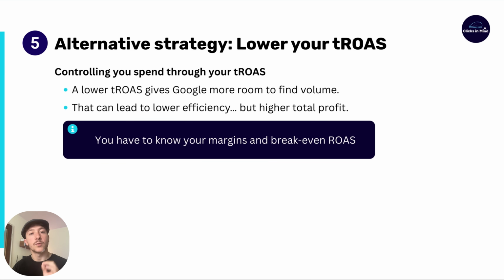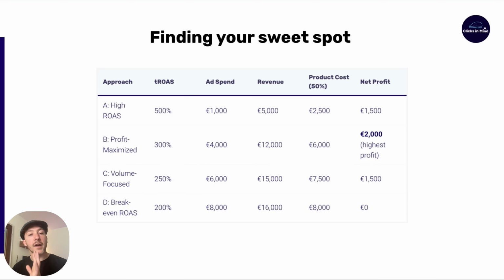So let's look at a realistic example. It's all about finding your sweet spot here. So let's look at the 4 different scenarios. In this example, we have a 50% gross margin and therefore a break-even ROAS of 200%. And then you might go with a high ROAS. So you go in, set your ROAS at 500, spend $1,000, get 5,000 back in revenue and make 1,500 in net profit. Then you have the option where you're very growth focused and go with a very aggressive target ROAS just above your break-even ROAS with 250.